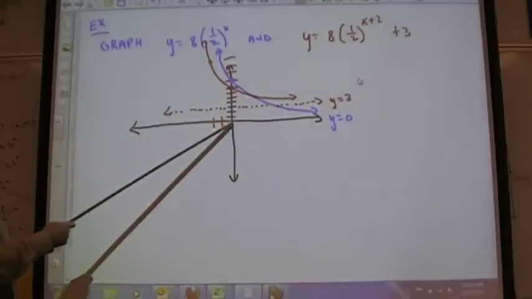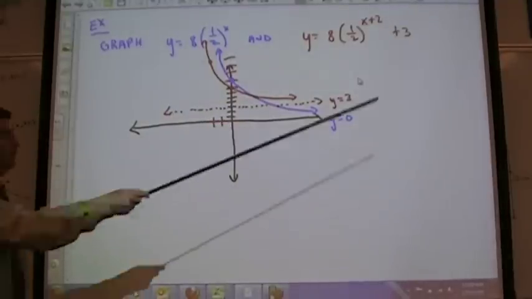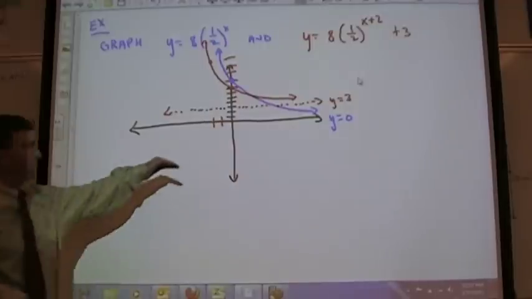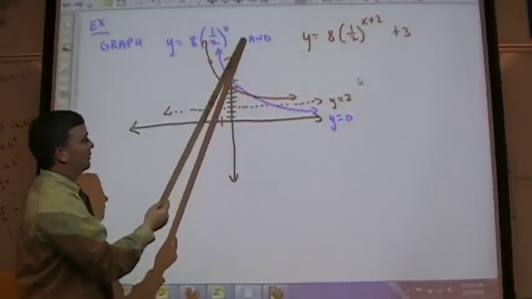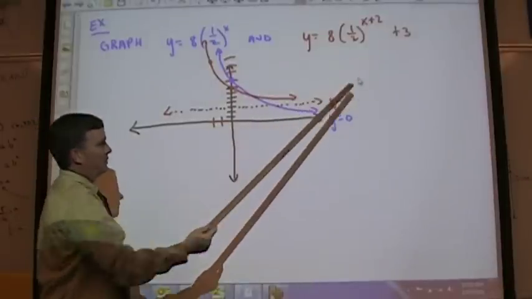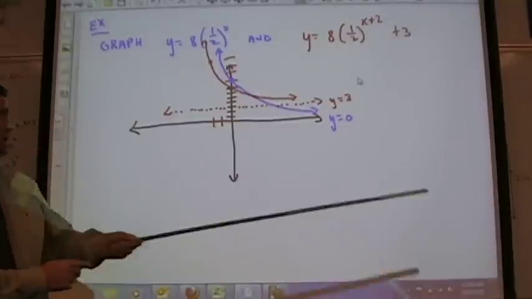In the red one, you move the horizontal asymptote up 3 units because of this plus 3. Did you actually move it up 3 units? Oh, you mean from 8? No, 3 units from. I moved the horizontal asymptote. This one had a horizontal asymptote at 0. So this one has a horizontal asymptote at 3. So I just moved the horizontal asymptote up 3 units because of this plus 3.